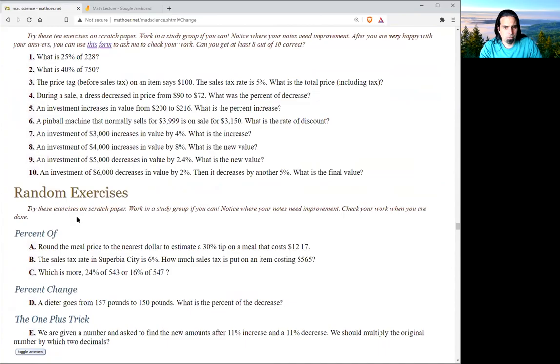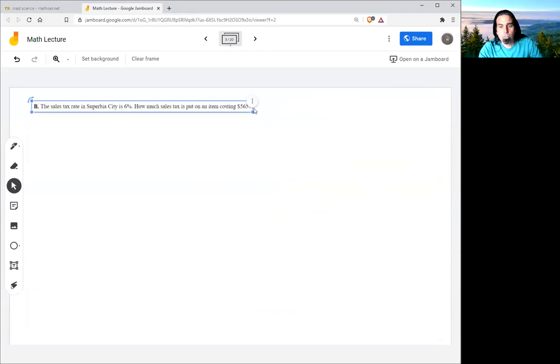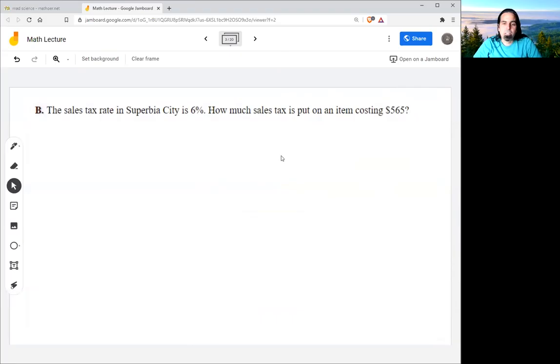Let me look at your homework. Here is one that might show up on the final. Sales tax is 6% in a certain place. How much is the sales tax for something that costs $565?